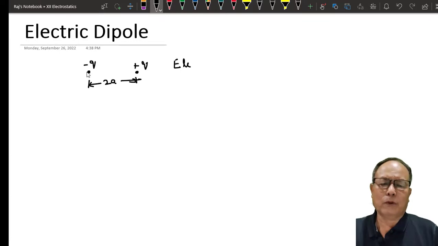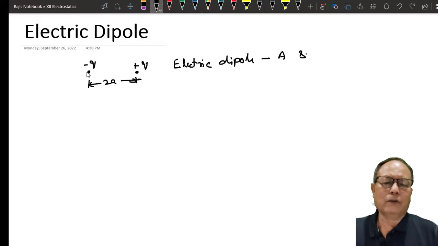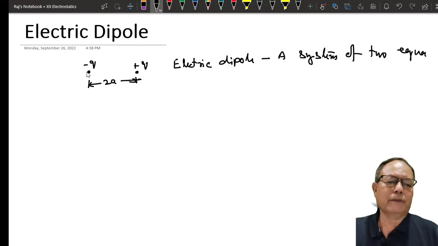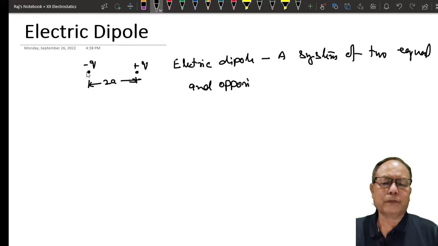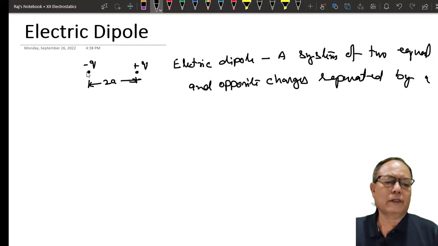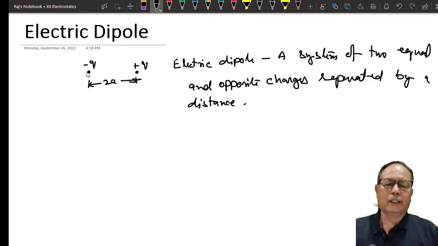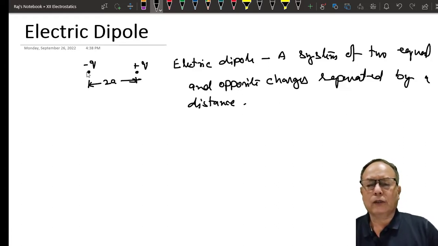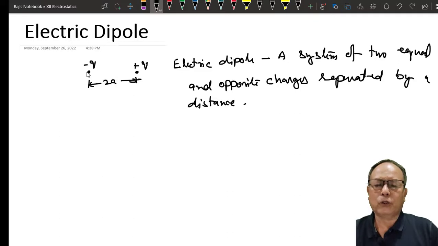Another electric dipole: a system of two equal and opposite charges separated by a distance. So a dipole consists of two equal and opposite charges, minus Q and plus Q.